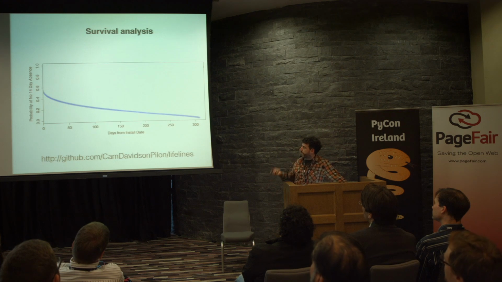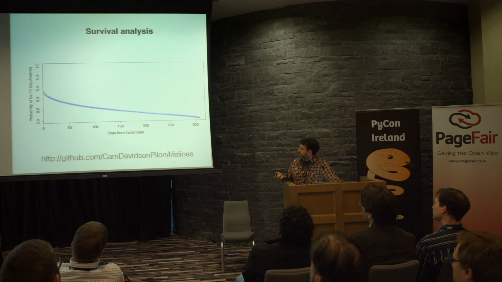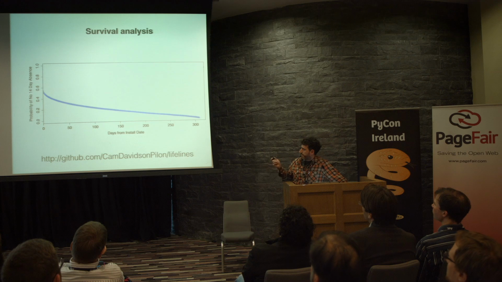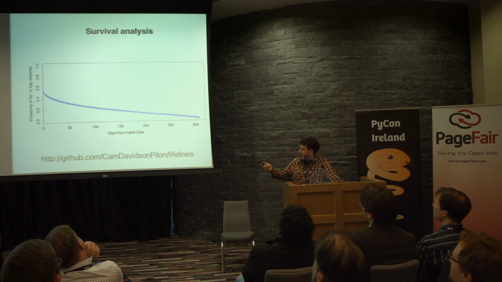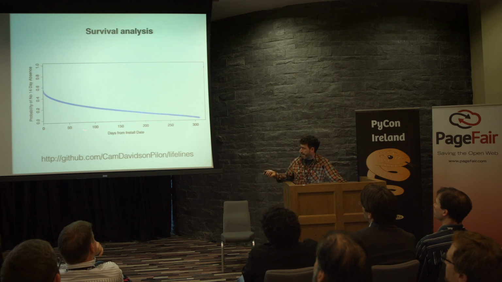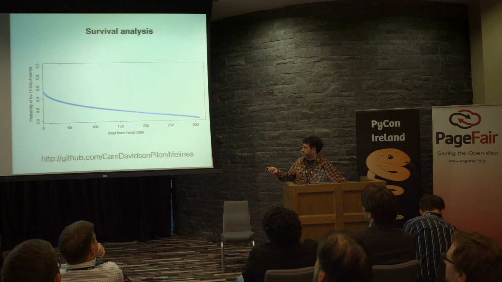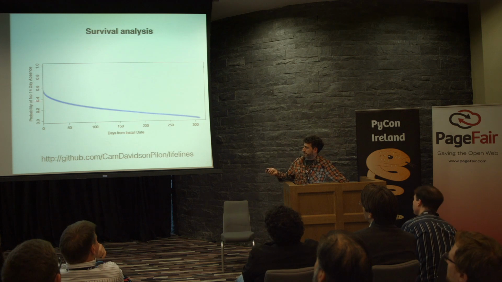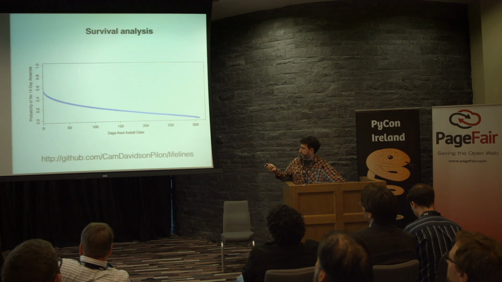And that enables you to do some more interesting stuff like survival analysis. There's a Python library for this called Lifelines, which is really good. You should check it out. Here, if I know that death is 14 days, that's when someone's going to churn, I can find out the probability of someone surviving at a certain amount of days after install. After 150 days, the probability of this user still being alive is maybe 20%.